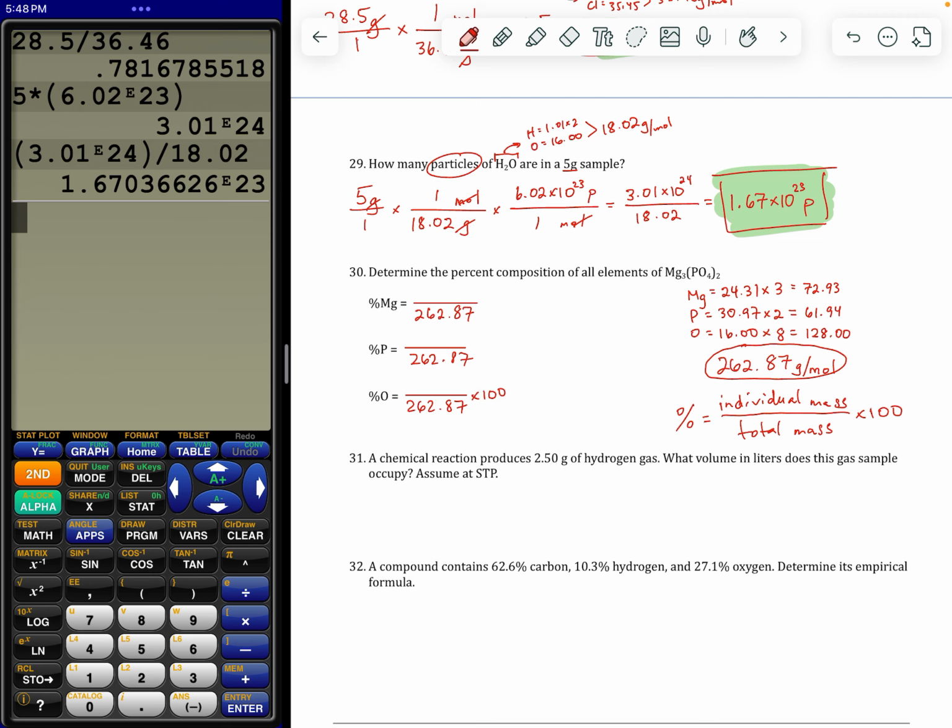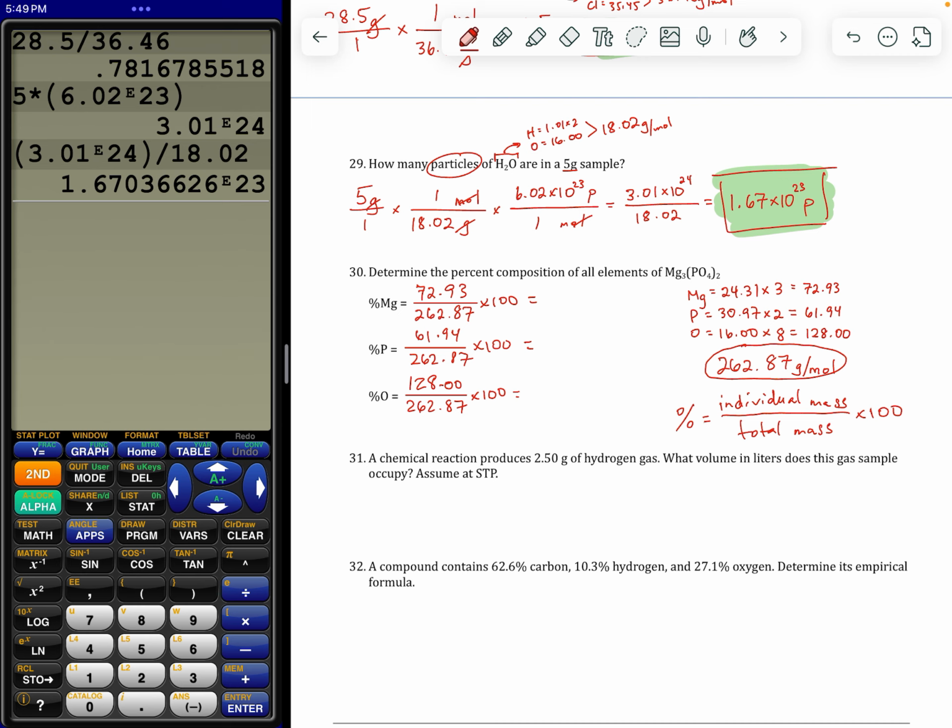Times 100. And so I just have to fill in the blank at the top. And what I do is I look at the total amount that those individual elements make up for the mass, not just the individual amount of each element. I have 3 magnesium, so I know that there are 3 contributing. So my individual mass here for the magnesium is 72.93. So on and so forth. So I get 61.94 for the phosphorus, and then I get 128 for the oxygen.